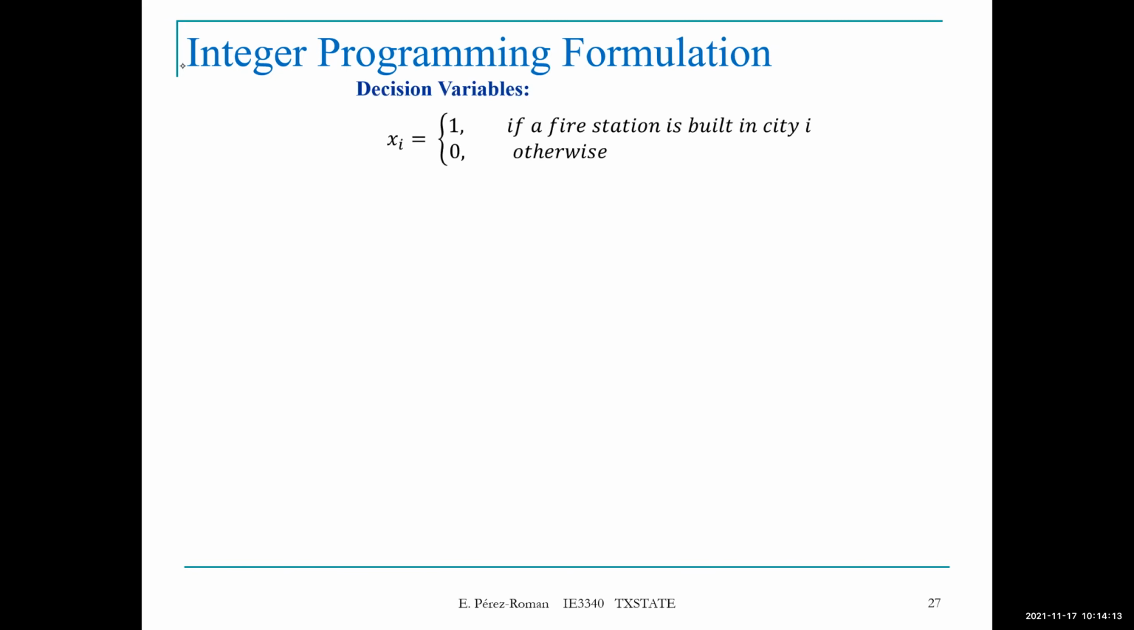Again, this problem has decision variables that are binary: 1 if you build in the city, 0 if you don't build in that city. The objective function is to minimize the number of fire stations, so the summation of all of them. If we build in each city, we're going to have 6, but we know we are looking for less than 6 for sure. So what is the minimum?